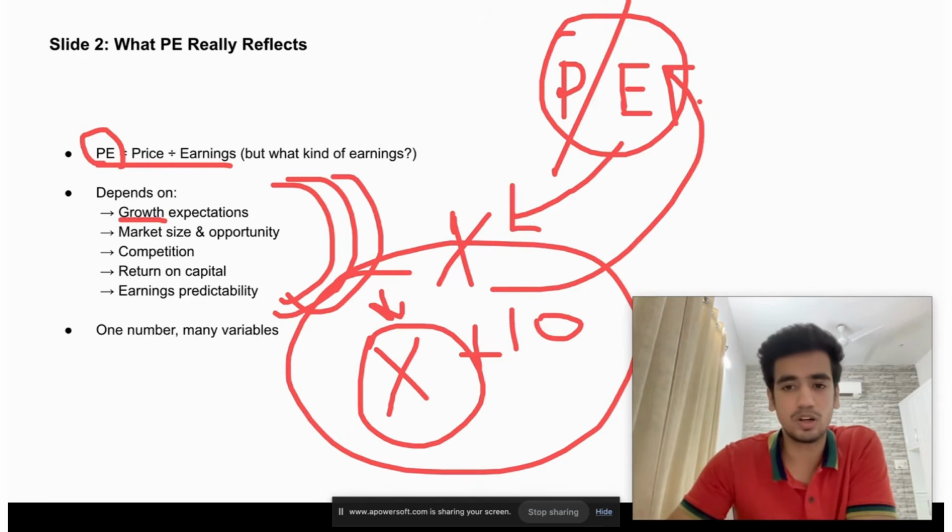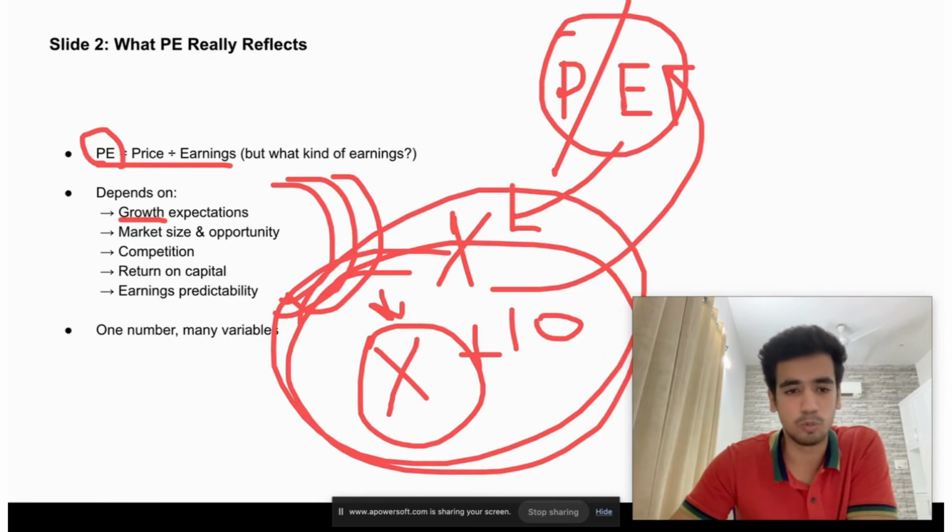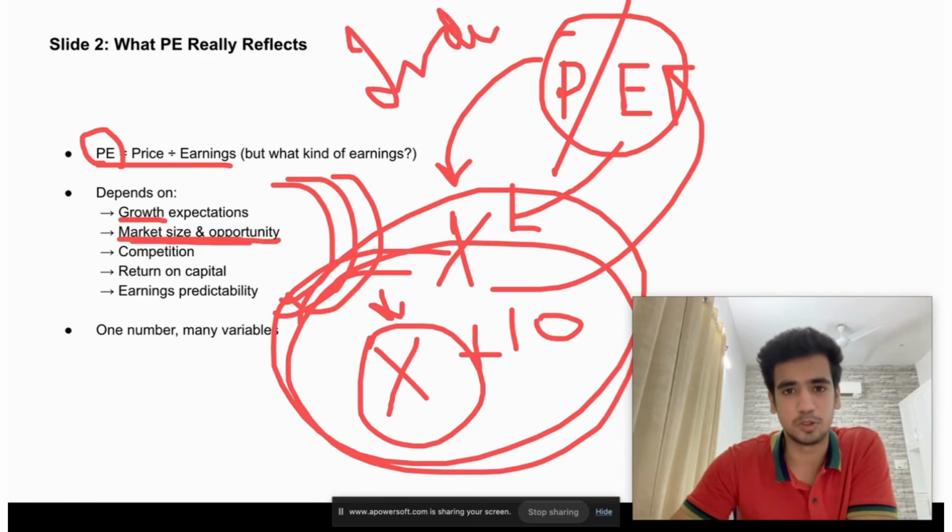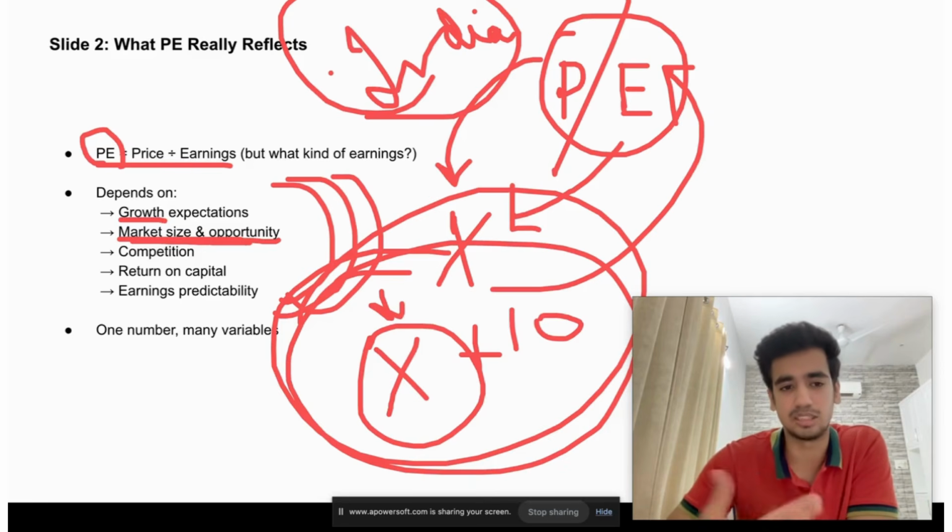So while this might look like a very expensive stock, once the earnings actually come in, it won't be as expensive. So the opportunity size can also increase dramatically. Let's say a company is only operating in India and it decides to replicate its success internationally. So the opportunity size basically is much larger now, and the market will expect it to earn a lot more in the future, basically coming back to growth.